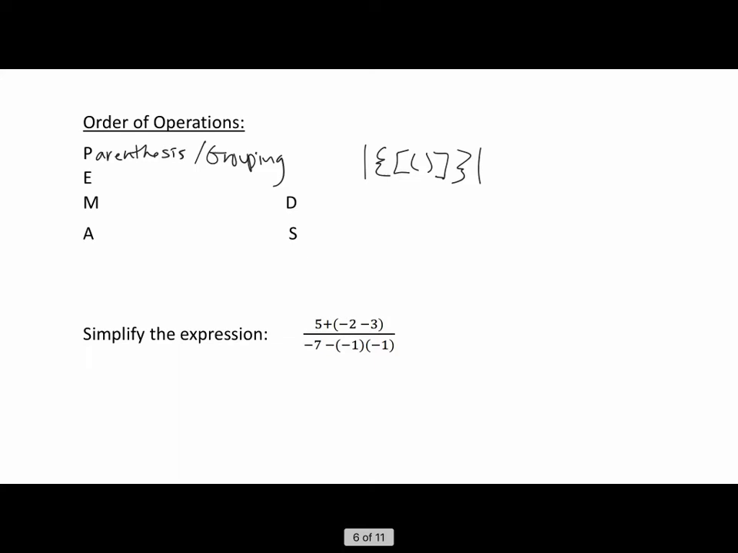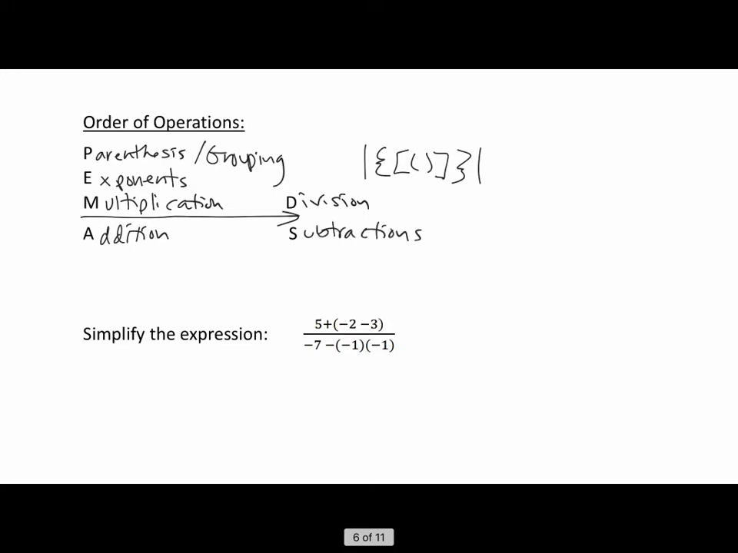Look inside grouping, do operations inside of there in the order of exponents first, and then multiplication and division. You don't get to pick and choose, though. Multiplication and division must be done from left to right. And finally, addition and subtraction will be your last operations that you perform from left to right as well. So let's use this to simplify an expression here.